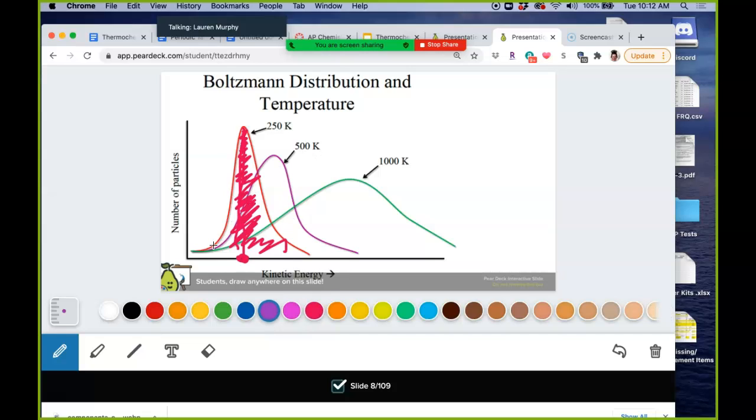So then you go to 500 Kelvin. Now notice that the peak drops. However, the curve widens, which means the area under the curve is still considered to be the same. But it's shifted. So now we have way more molecules probable of having higher average kinetic energy because they're at a higher temperature. So higher average kinetic energies correlate with higher temperatures. And then, of course, the reverse is true.